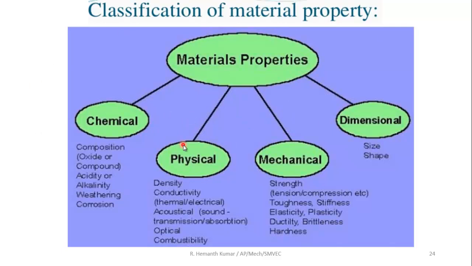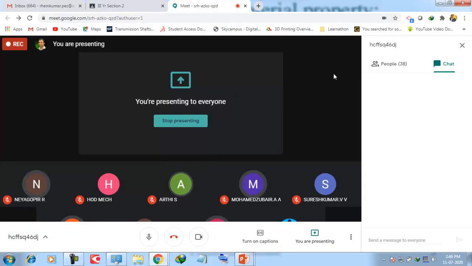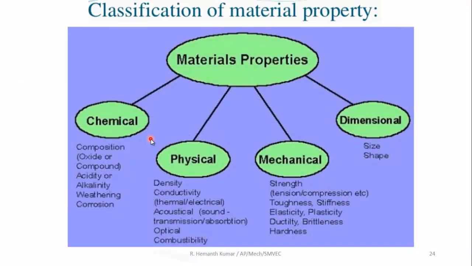Material property. What is the various classification of material property? It is nothing but we are classifying those materials depending upon various material properties. Materials have several categories of properties, that is chemical, physical, mechanical and dimensional. Chemical means composition percentage, that is how much percentage any chemical is present in that particular component.